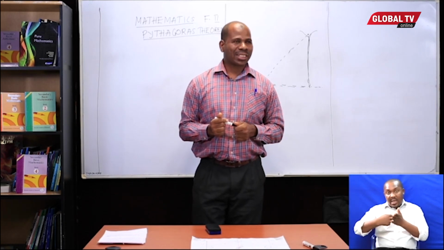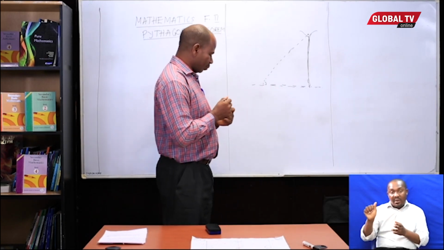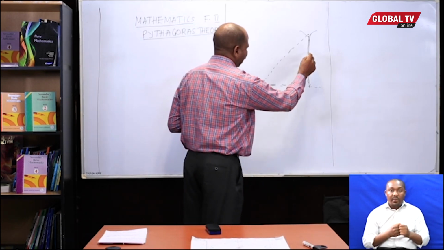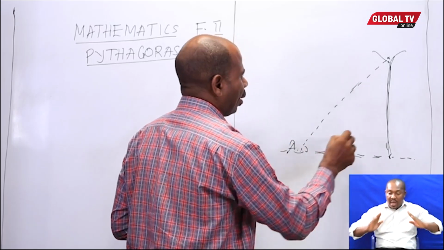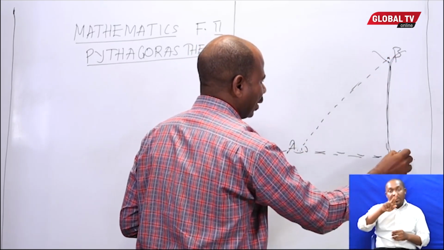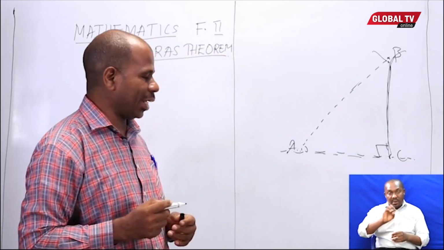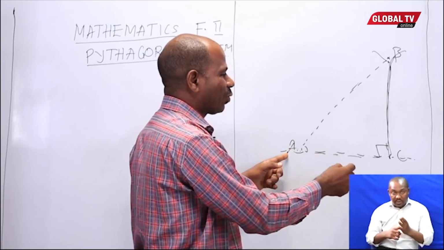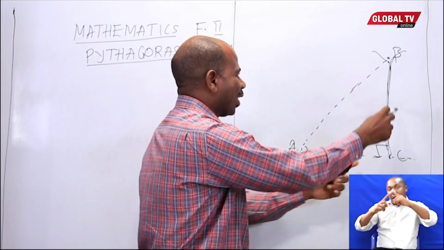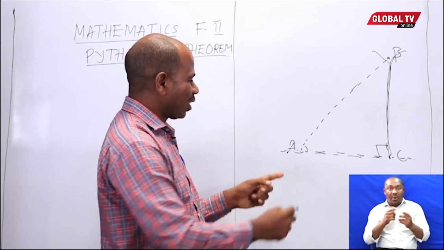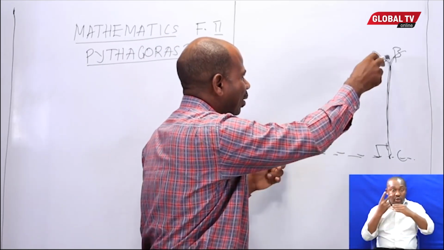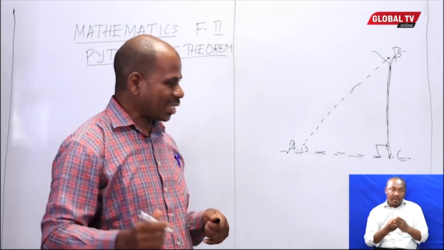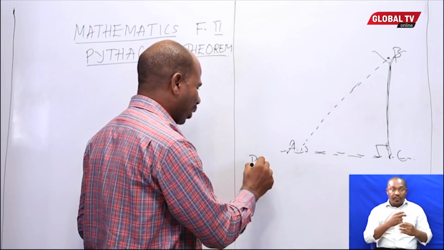The theorem states that for a given right-angled triangle, let us say A, B, and C, the square on the hypotenuse, the longest side, is equal to the sum of the squares of the other two sides. Again, the square on the hypotenuse, AB, is equal to the sum of the squares of the other two sides.